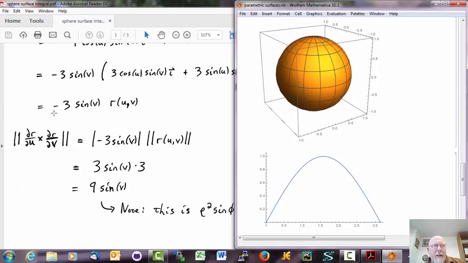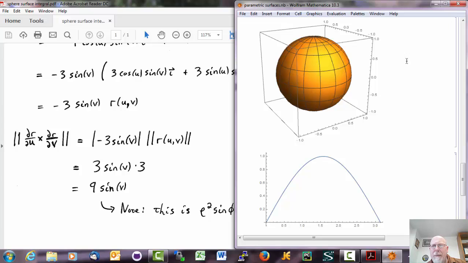The minus sign here, minus 3 sine v times r(u,v), means that this vector points in the opposite direction of r. r points out from the center towards the sphere. dr du cross dr dv points in towards the center of the sphere. And here's the other interesting bit. dr du cross dr dv only depends on v and is sine v.